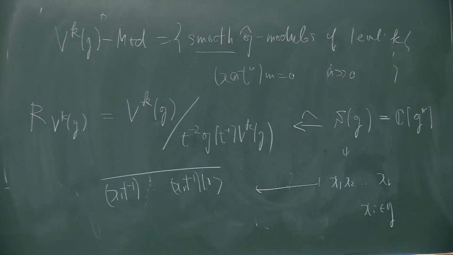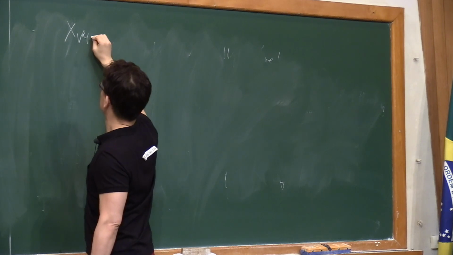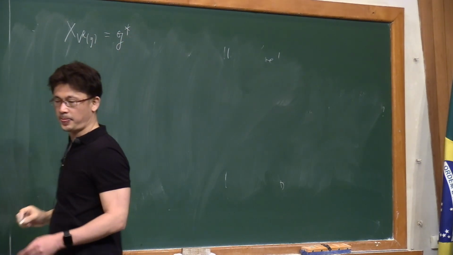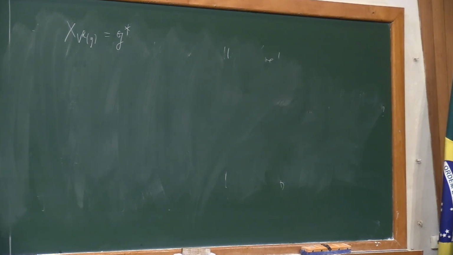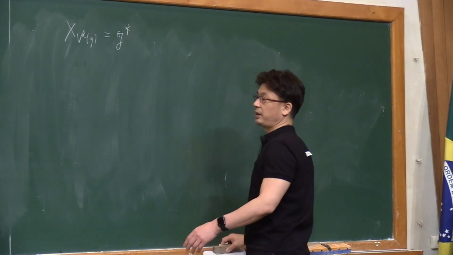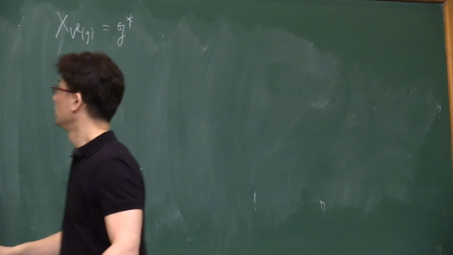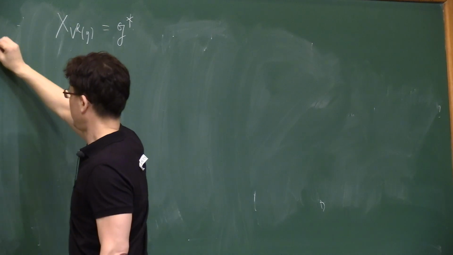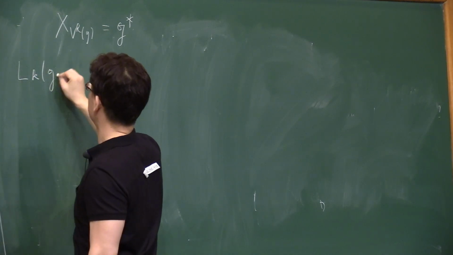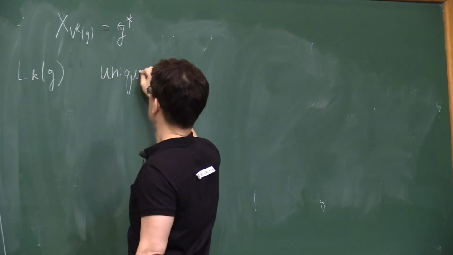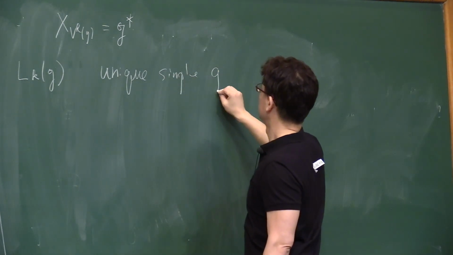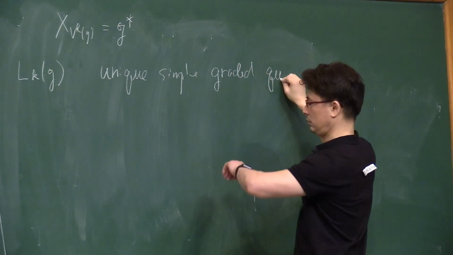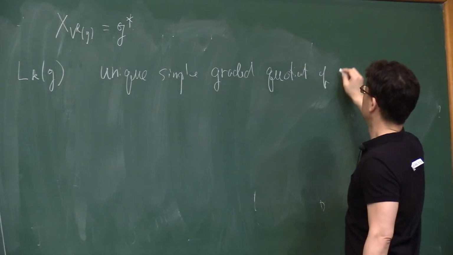So this means that the associated variety or associated scheme is nothing but the dual g star. But this is never lisse or quasi-lisse. But you can make this universal affine vertex algebra smaller. Okay, so let's take a simple quotient of this induced representation. So this is the unique simple graded quotient of V^k(g).